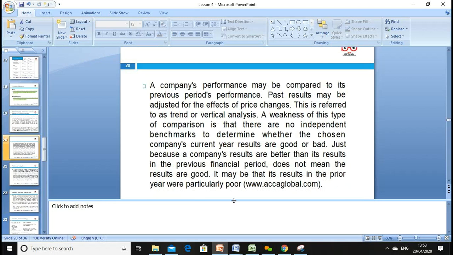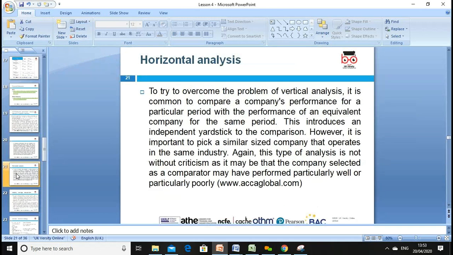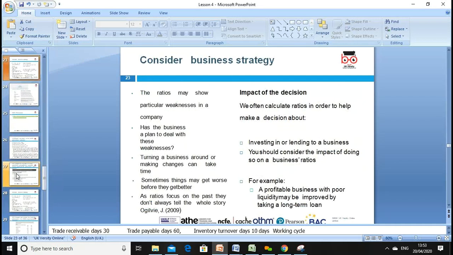So we can look at the industry, at what other companies are doing, then make the comparison between our performance and their performance. Okay, that's what we need to look at. We look horizontally, we look at the industry average, and then we need to really read the strategy. The ratios may show particular weaknesses of the company, as the business plans to deal with these weaknesses.